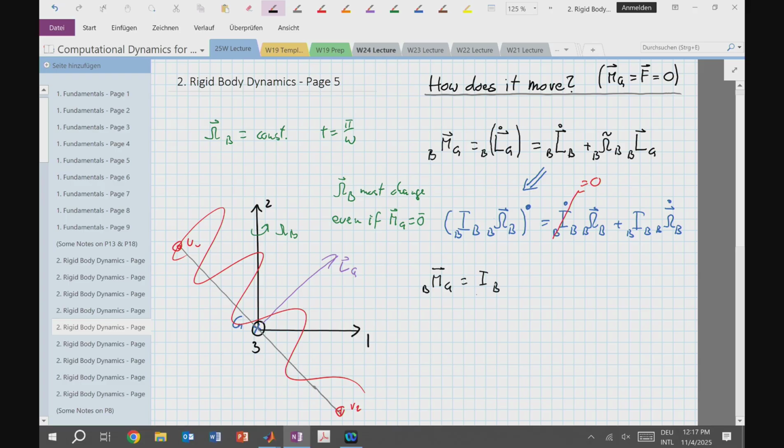pardon me, times the angular acceleration plus omega b tilde times, and L_G I can write as the inertia of this body. Sorry, there should be a G in my inertia matrix because it's the inertia about the center of gravity. And then here omega comes in as a vector.